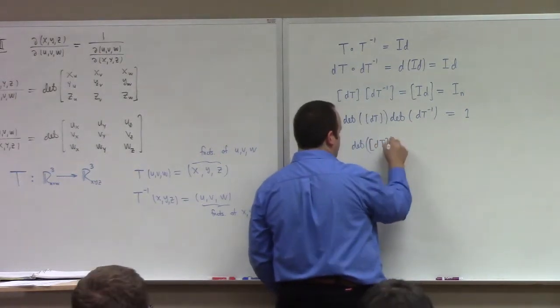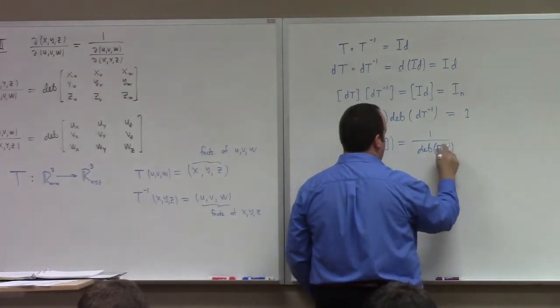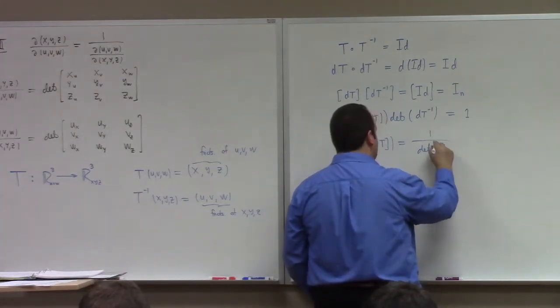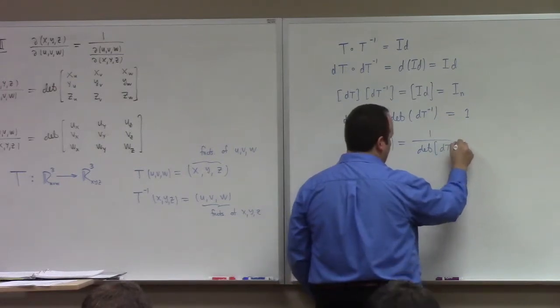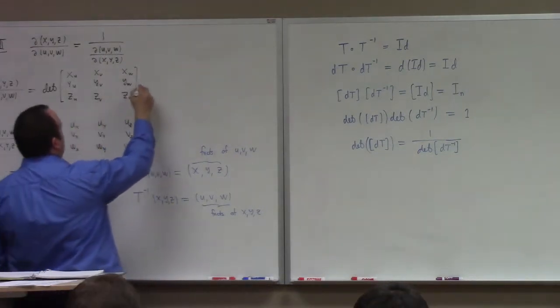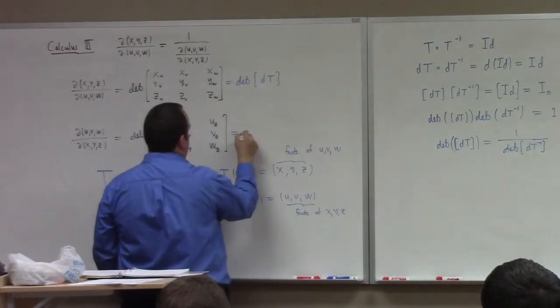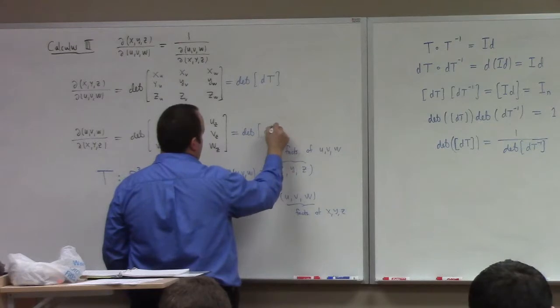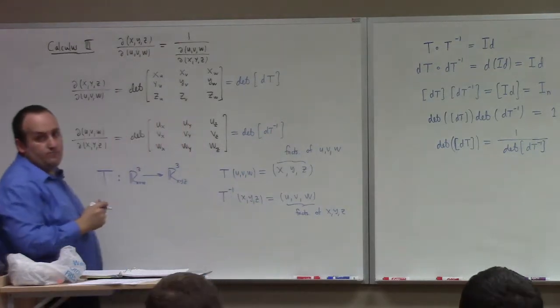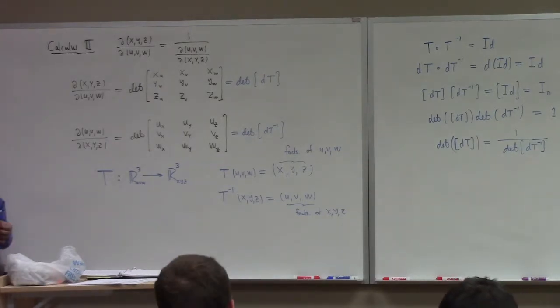Now it's just a question of understanding the interpretation here. This is the determinant of dT, and this is the determinant of dT inverse. And so that's why we have this reciprocal relation for the Jacobian factors of the forward transformation versus the inverse transformation.